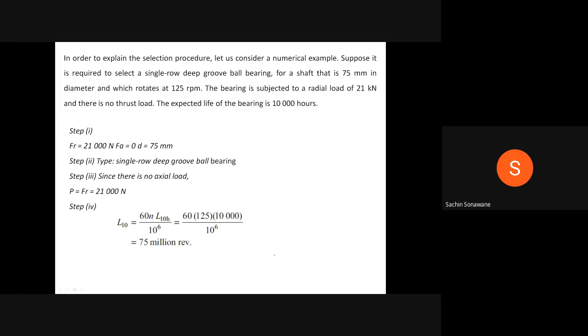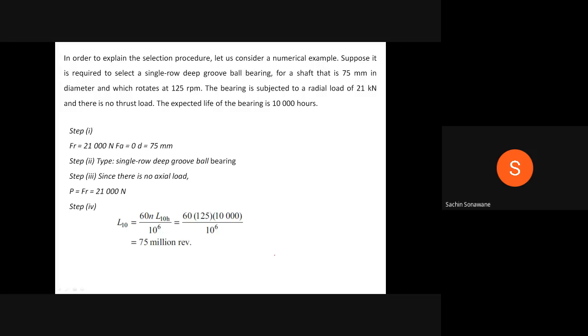In order to explain the selection procedure, let us consider a numerical example. Suppose it is required to select a single row deep groove ball bearing for a shaft that is 75 mm in diameter and which rotates at 125 rpm. The bearing is subjected to a radial load of 21 kN and there is no thrust load. The expected life of the bearing is 10,000 hours.